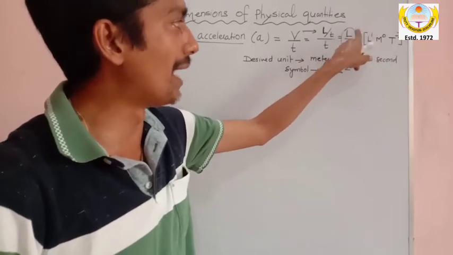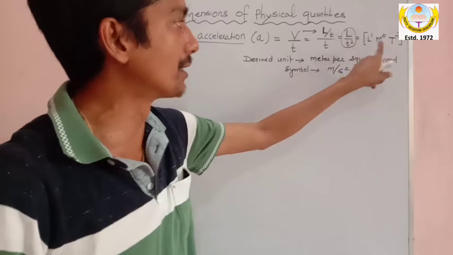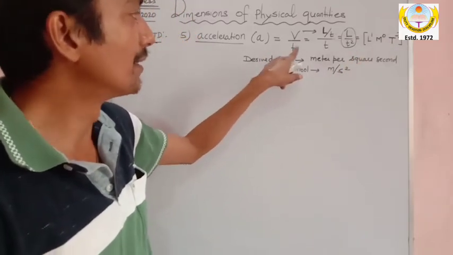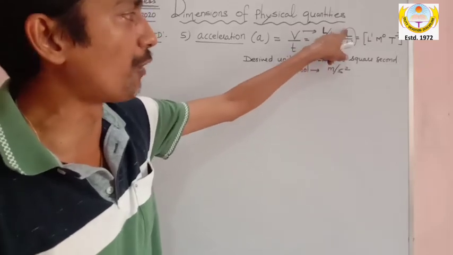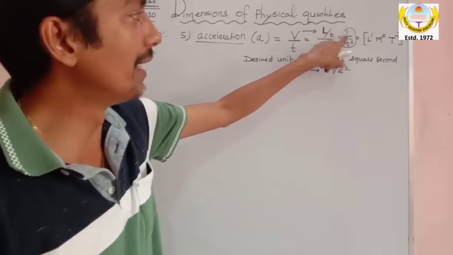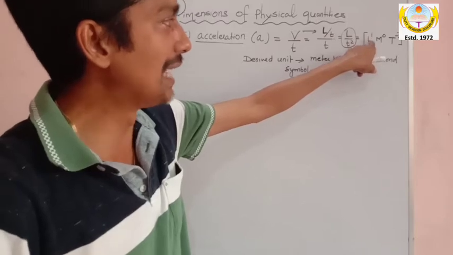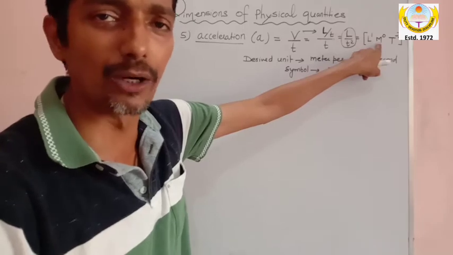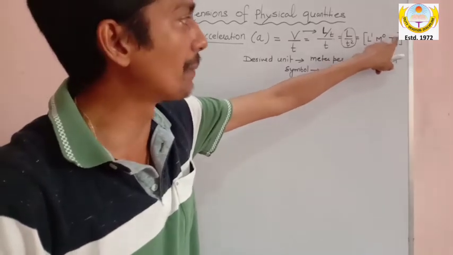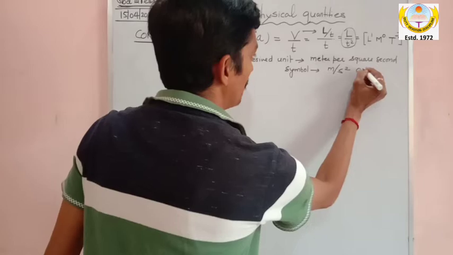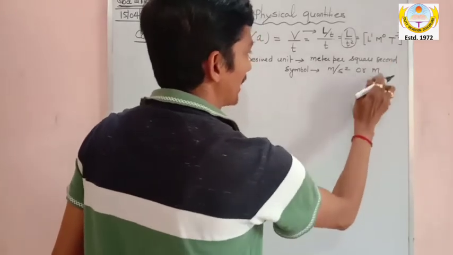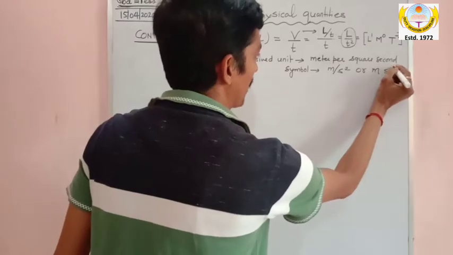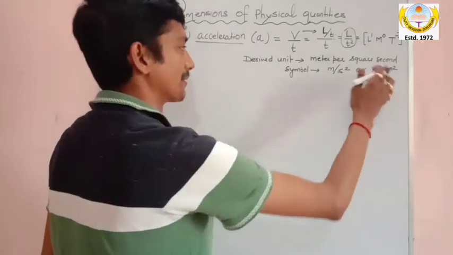L1, no mass, so M0 and T power minus 2. Here one more thing: how did I get the unit of acceleration, the derived unit? Sir, the derived unit can be derived from this formula itself. Length is L power 1, so there is 1 meter, and no mass, so kilogram power 0, and T power minus 2 can be written as S power minus 2. So this can also be the answer.